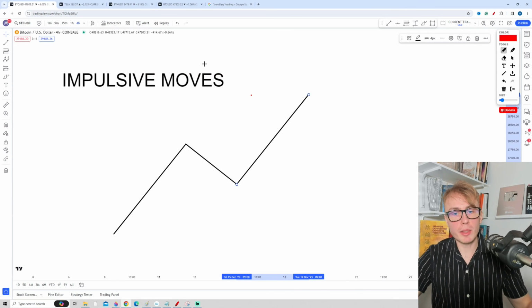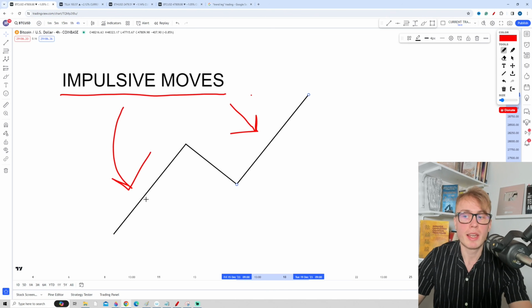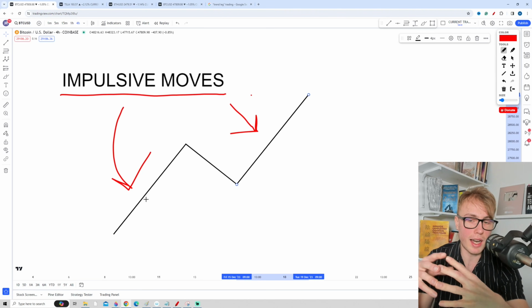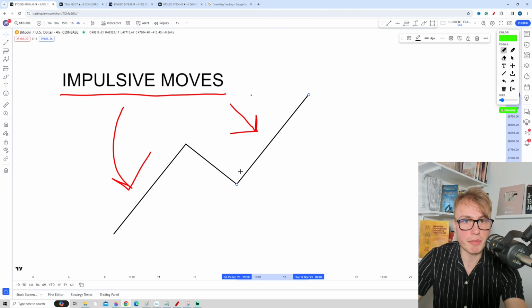So now let's dive a little bit deeper into the impulsive moves, which is, for example, this move right here and this move right here. Because we need to understand how do we know that we have an impulsive move or if we have a pullback, and so on and so on. And impulsive moves can be identified by only looking at the price.